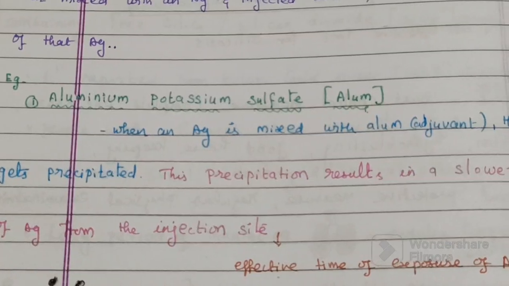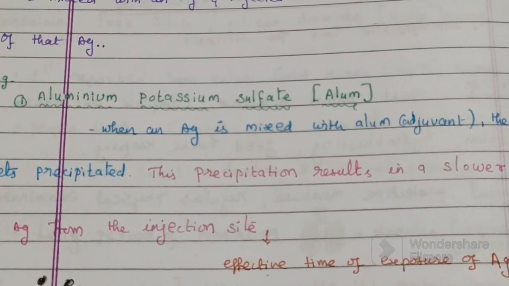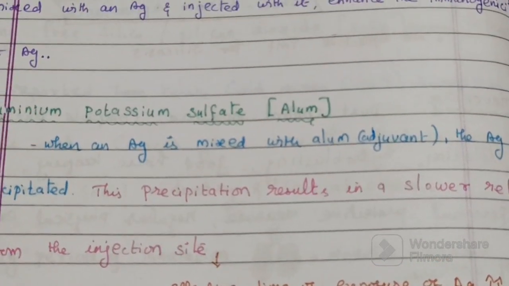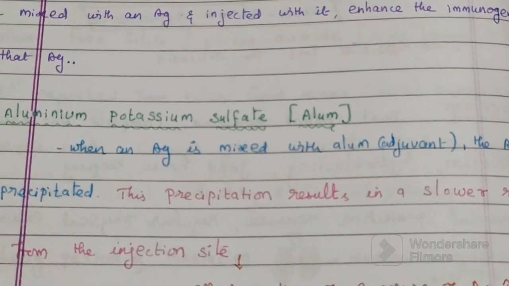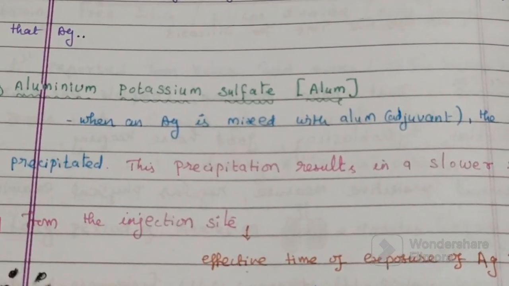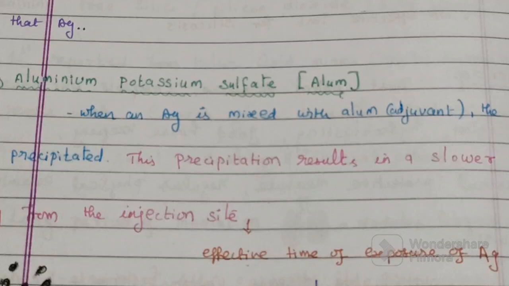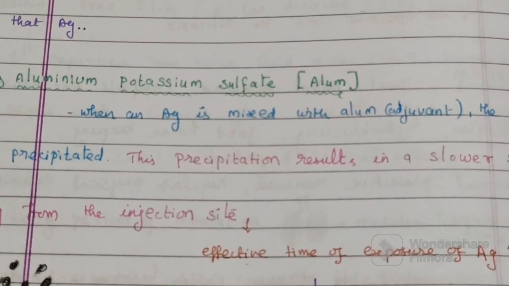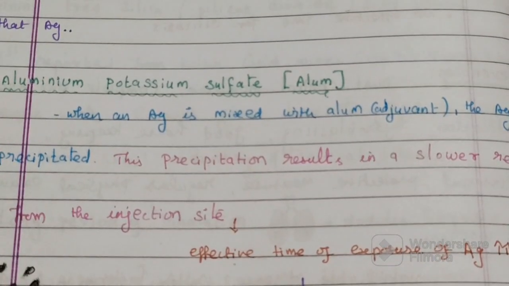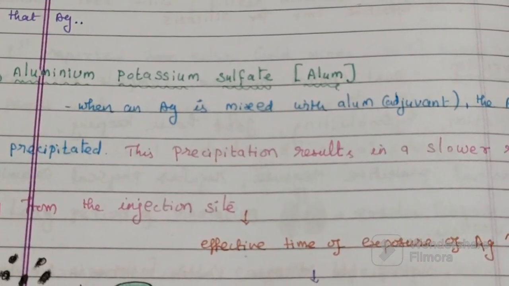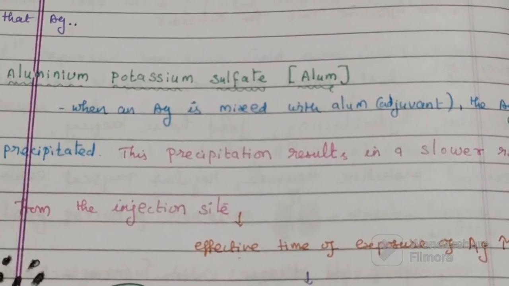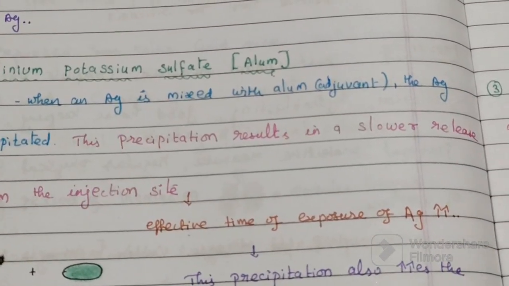An example of an adjuvant, the first one, is aluminium potassium sulfate. It is also called alum. When an antigen is mixed with alum, that is, the adjuvant, the antigen gets precipitated.